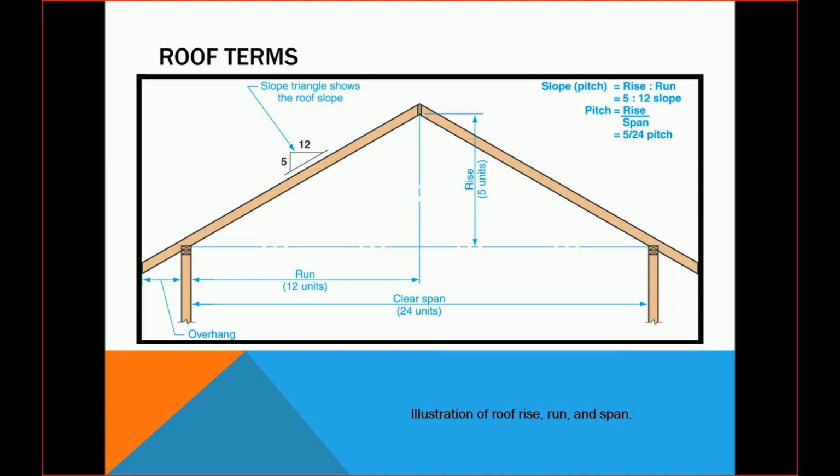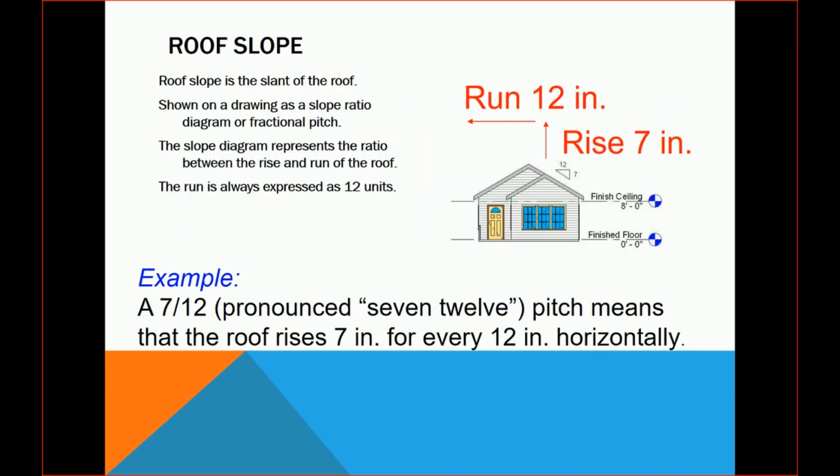On this particular drawing, you see there is an overhang. Your house will need to have an overhang unless you're doing a flat roof of some sort. Again, most of the time in this part of the country, we always have an overhang. So roof slope is the slant of the roof. It's shown on the drawing as a slope ratio diagram and fractional pitch. The slope diagram represents the ratio between the rise and the run of the roof. The run is always expressed as 12 units. So like I said, you would have a 7-12, a 6-12, an 8-12, a 9-12, something along that line.